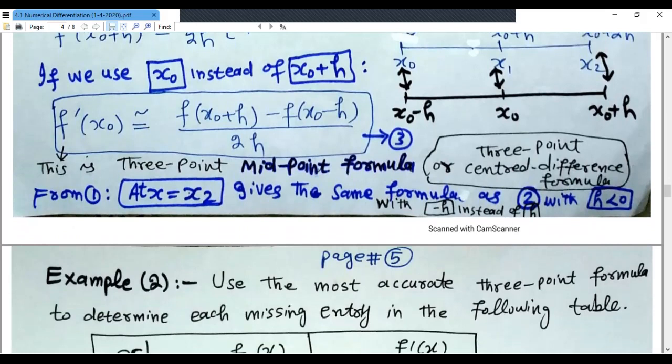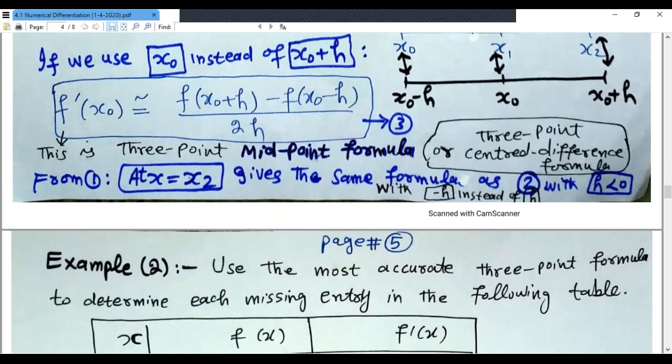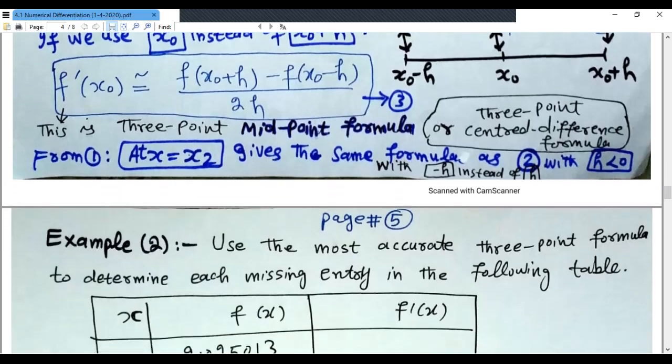If we put x is equal to x2 in the generalized 3-point formula, this gives the same formula as formula number 2, which was the 3-point endpoint formula. The only difference is that we will have minus h instead of h, or we can say h negative. This will be explained in the example.